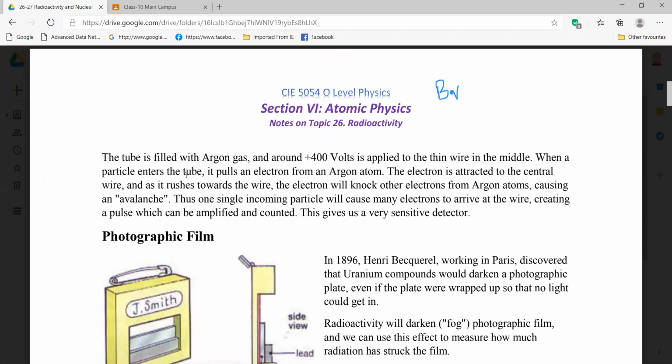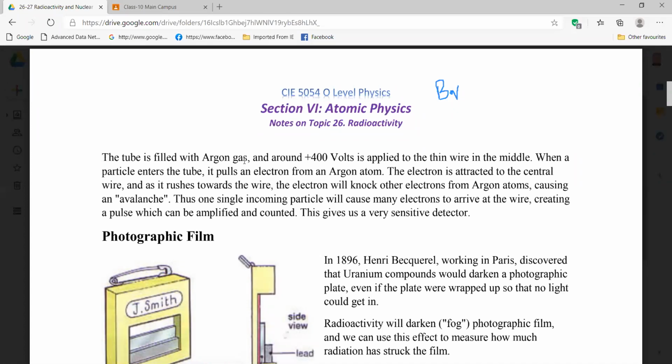Is it clear, everyone? Yes, sir. And another thing I am adding here: we are using argon gas. Argon gas is a neutral gas, right? And it's monoatomic, isn't it? Hello? Yes, sir.